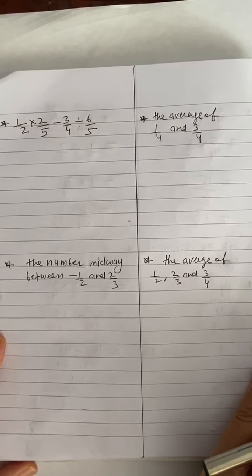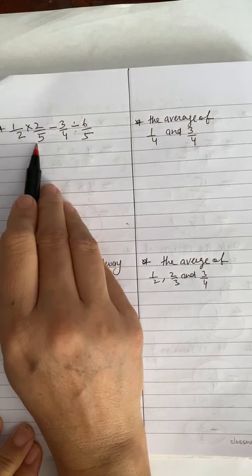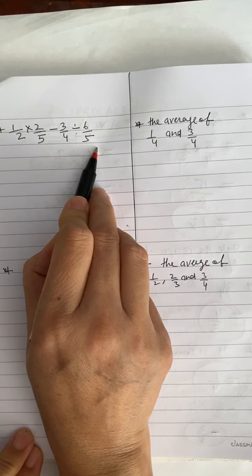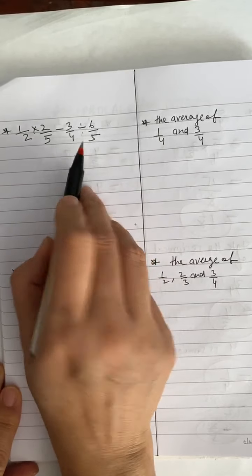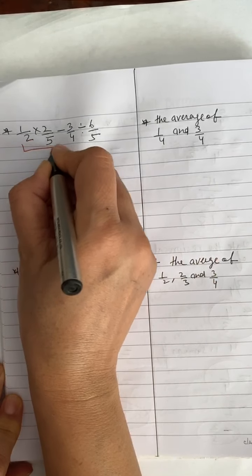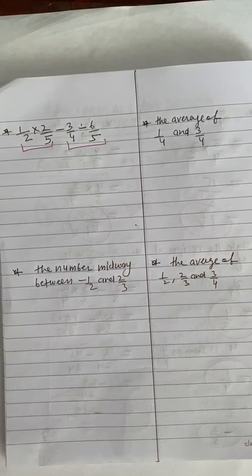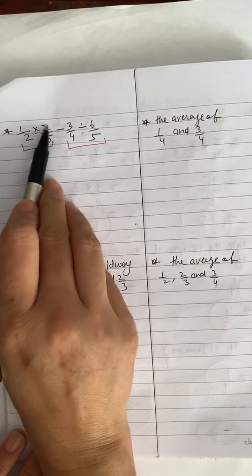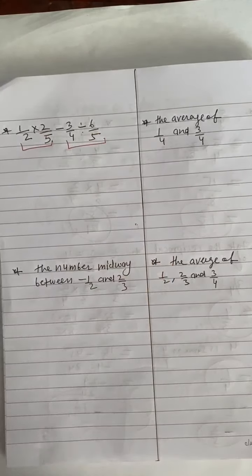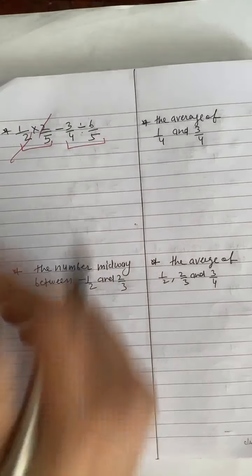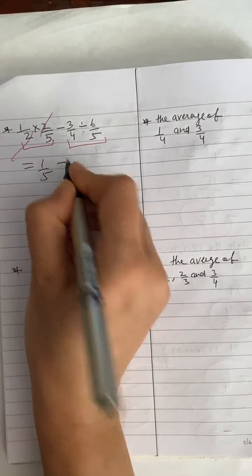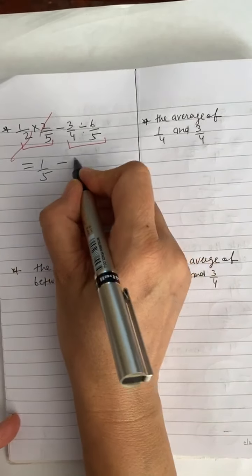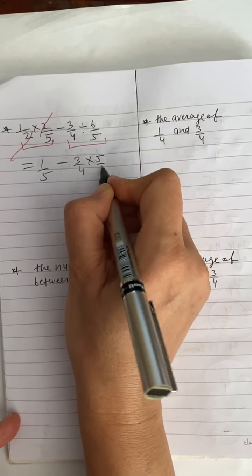So the next one is 1 over 2 multiplied by 2 over 5 minus 3 over 4 divided by 6 over 5. So this expression consists of 4 terms, and I can see that there are 2 parts here. So this is the first part and this is the second part. So first thing, let's do the first part first. So here I can see this 2 and 2 will get cancelled out, which means this is the same as 1 over 5 minus, now here also, before I cancel out, I need to rewrite this as multiply 5 over 6.